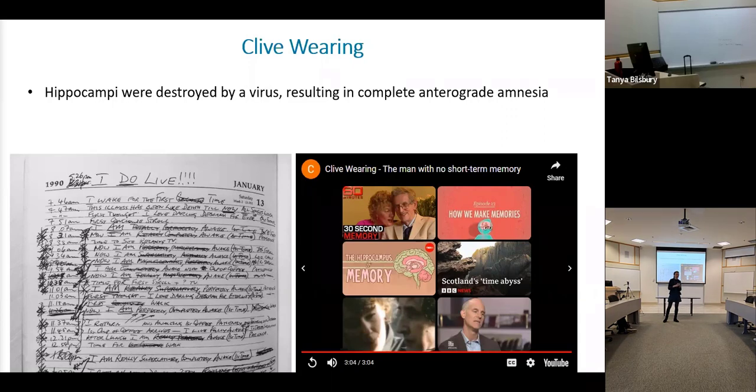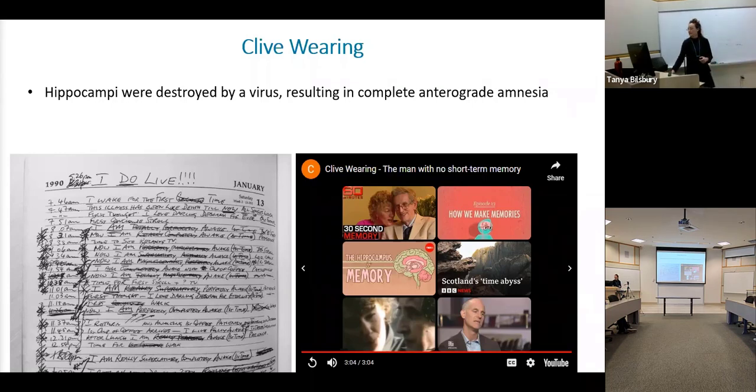He has severe retrograde amnesia. He has a very little bit of it. And then he has a bad case of anterograde amnesia. He can't form new, explicit, declarative memories. However, people like Clive Waring and HM can form new implicit memories, new non-conscious memories. They can still be classically conditioned.